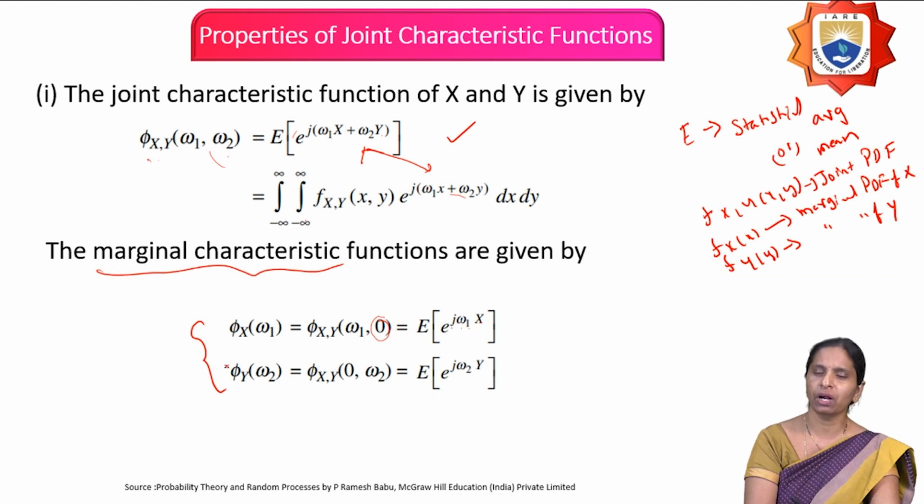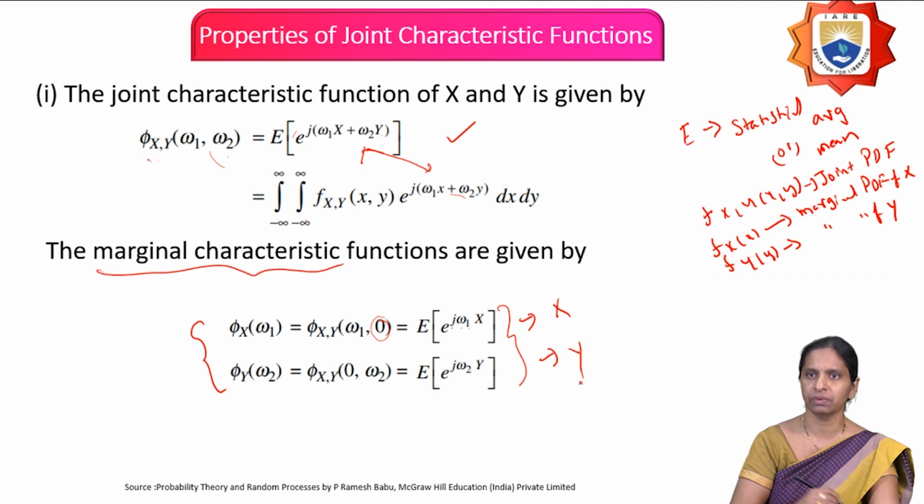Similarly, if you want the marginal characteristic function of the random variable y, in the joint characteristic function you have to keep the variable omega 1 equal to 0. Then the expression you obtain is the expectation of e power j into omega 2 into y, since the omega 1 term is 0. Therefore, these two are called the marginal characteristic function of the random variable x, and similarly the marginal characteristic function of the random variable y.